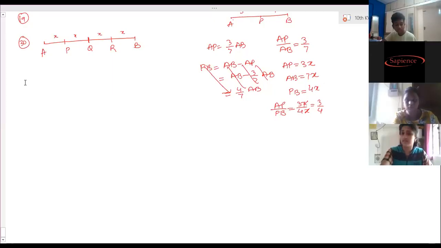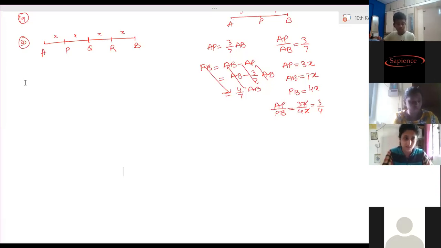Any questions or doubts? Ma'am, the 42nd question. The points (3, -4) and (-6, 2) are the extremities of the diagonals of a parallelogram. If the third vertex is (-1, -3), find the fourth vertex. That is a parallelogram question: three vertices are given, find the fourth vertex.